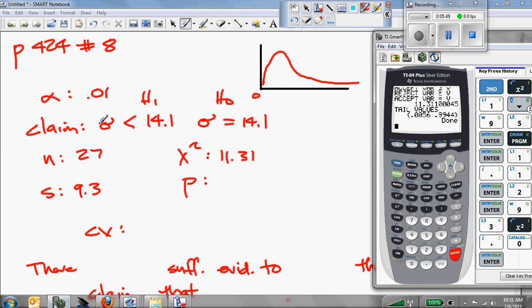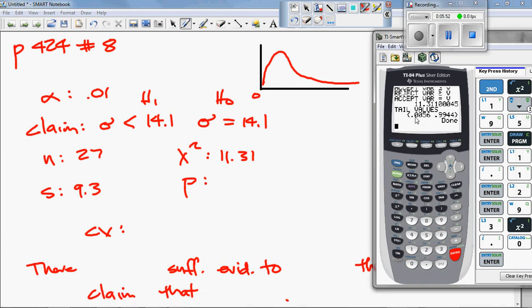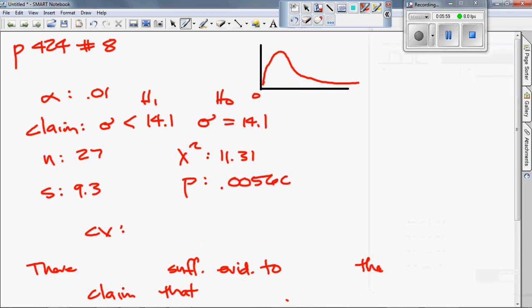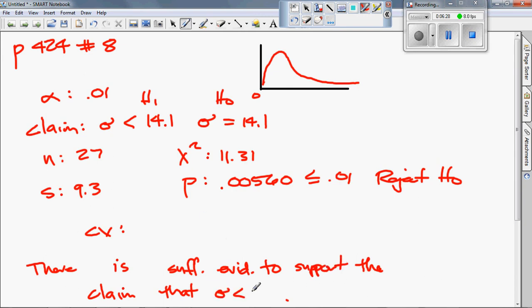Now the critical value is in the left tail, so we're just going to take the smaller value, 0.00560. We're going to compare that to the significance level, 0.01, and as we can see, this is less than the significance level, so we are going to reject the null hypothesis. And we can write our formal conclusion. There is sufficient evidence to. Our original claim is the alternative hypothesis, so we write support the claim that, and restate the original claim. Sigma is less than 14.1.